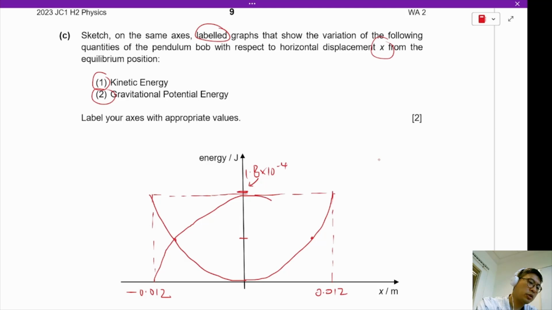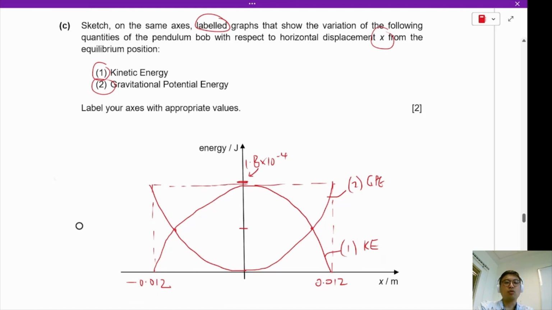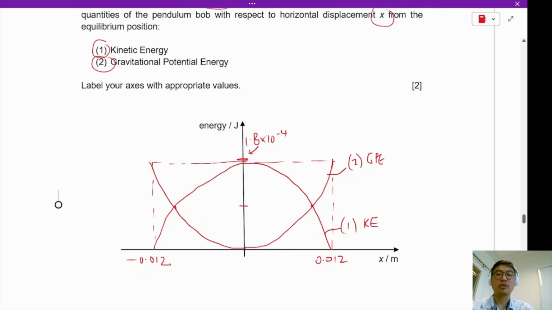We'll pass through all 3 points. Okay. And down again. So remember to mark this point over here. This will be your potential energy, GPE. Okay. And then this graph over here will be your KE graph. So this will give you 2 marks once all the values are labeled.